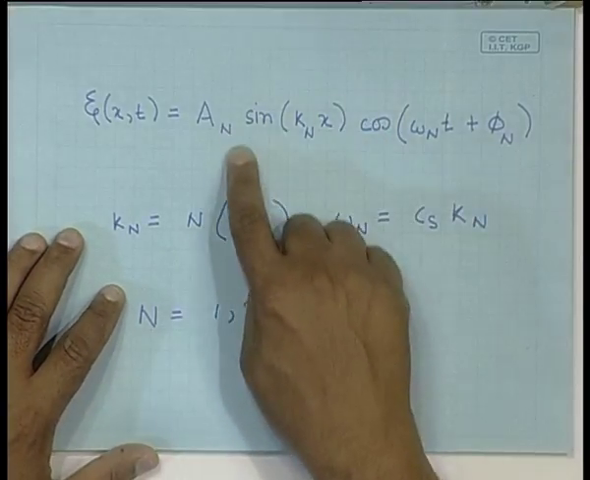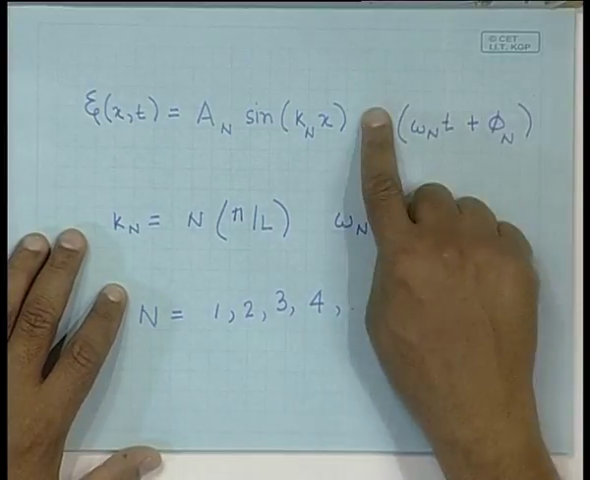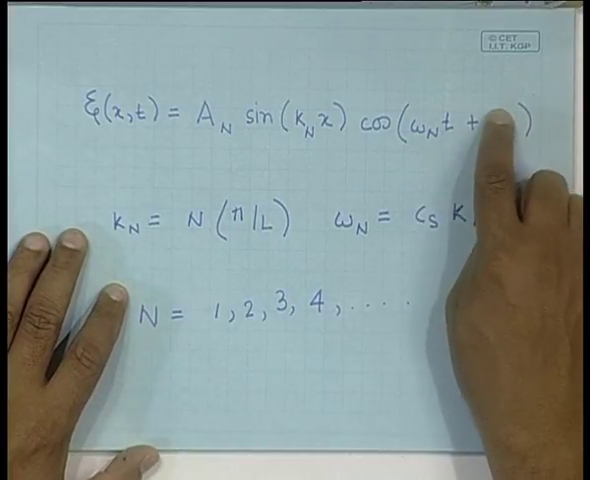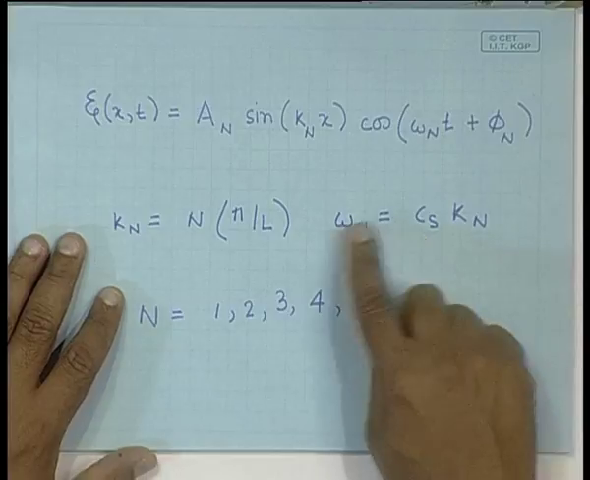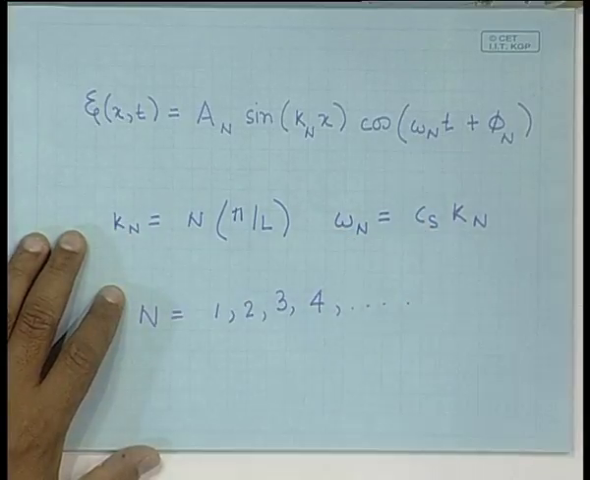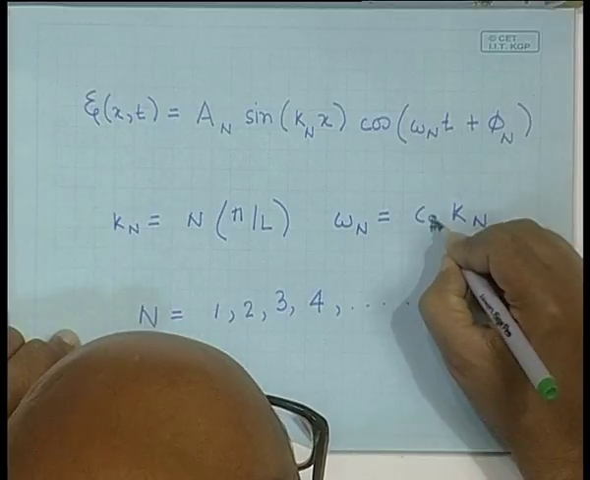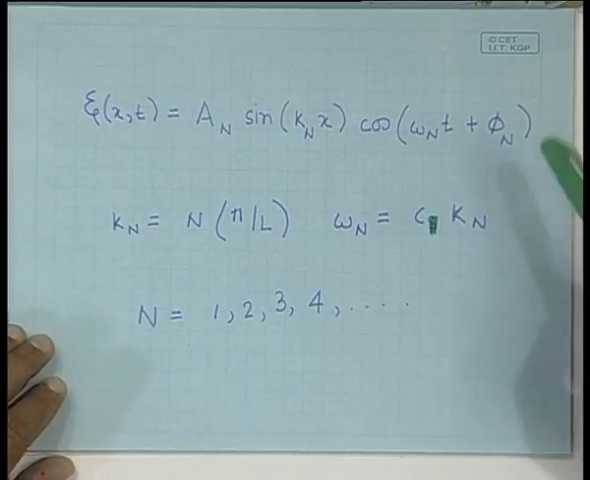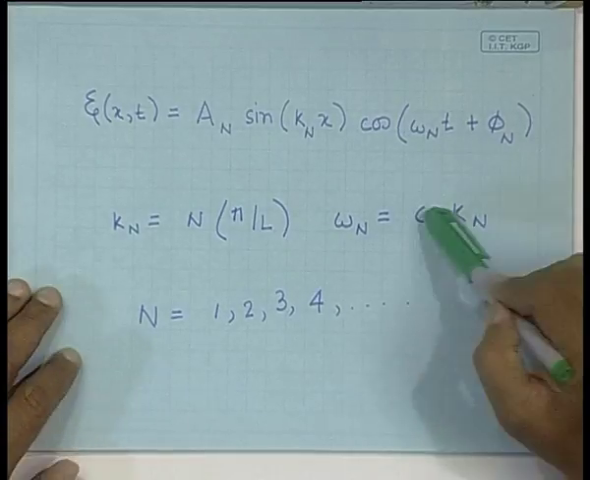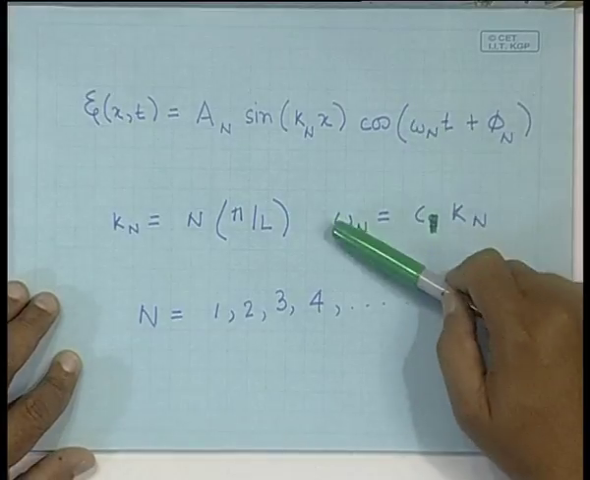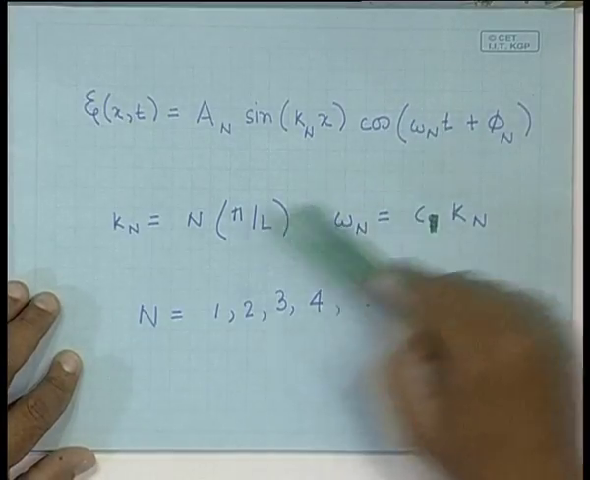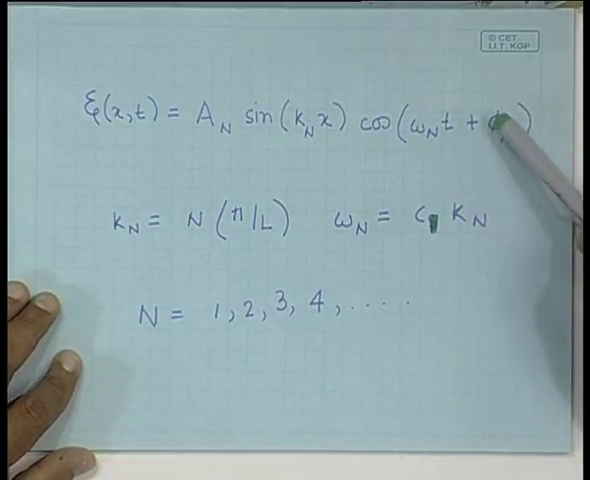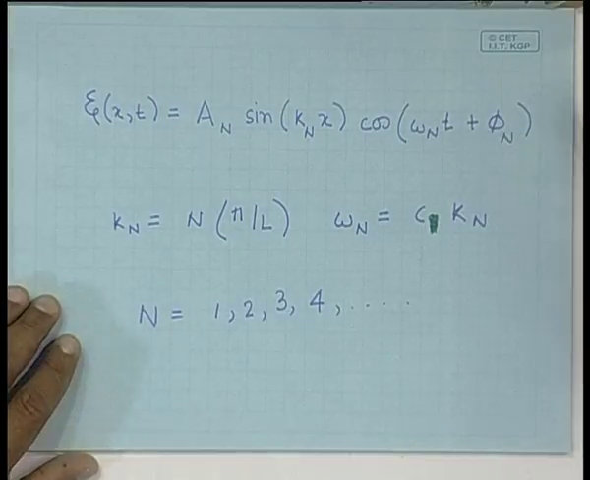This spatial function will be multiplied by a temporal, time dependent function cos omega n t plus phi n. So, phi n is the phase which is determined by the initial condition, and omega n is Cs, or C, here I have been using C, so let me get rid of the S, it is C into k n. C is the phase velocity of waves in that medium, the square root of T, the tension, divided by mass per unit length. So, the time part will be omega n, where omega n is C into this wave number k, plus some arbitrary phase phi n which is decided by the initial condition.